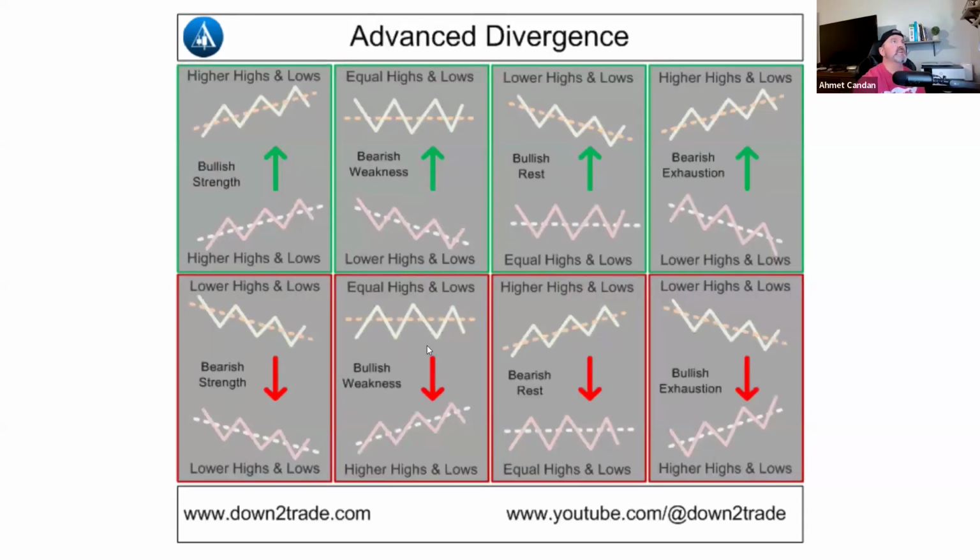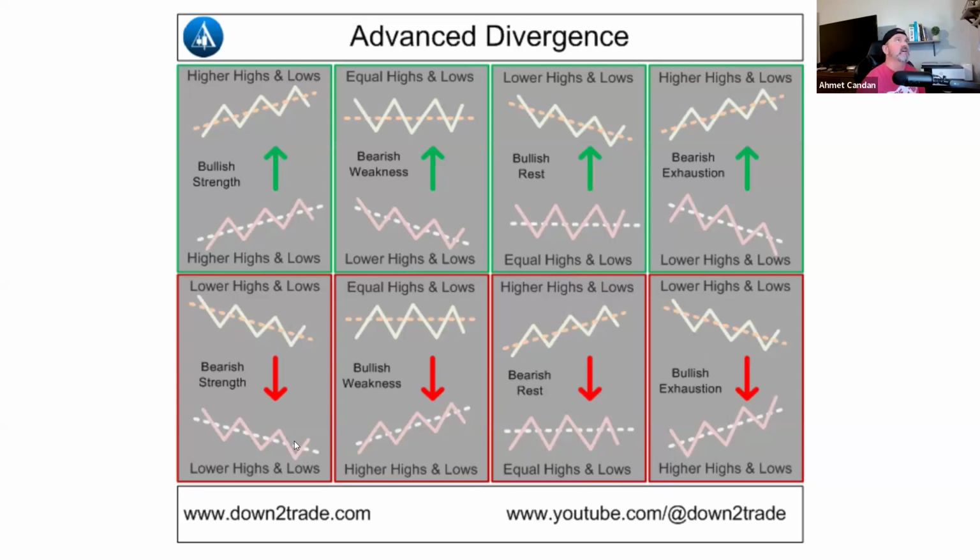Now, I actually want to introduce you to what I call advanced divergence. These are divergence signals that, as I briefly discussed earlier, I developed over a couple of years. Now, you'll notice that we're not looking at any highs or lows on either price or RSI for any of these signals. You're looking at the trend of price and the trend of RSI in order to determine what signal you're getting.